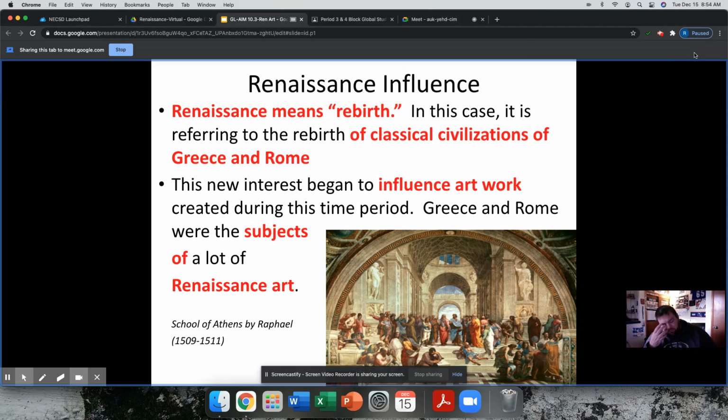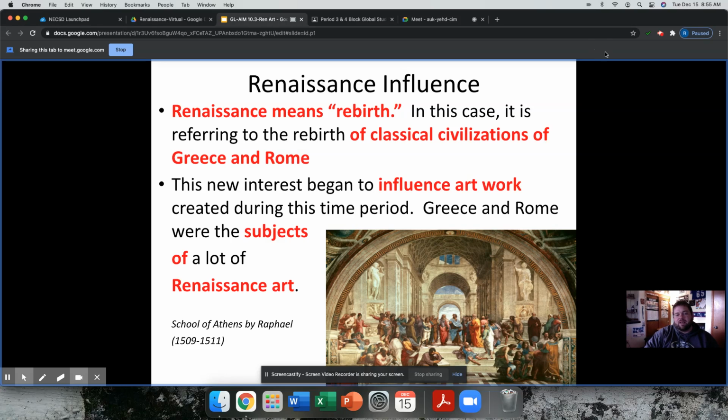So when we say Renaissance, the word we're using is really just a fancy word for rebirth. In this context, when we say the time period of the Renaissance, we're talking about the rebirth of classical civilizations of Greece and Rome. So all of the height of intellectual achievement that is seen in Greece and Rome is going to be recreated and copied and embraced and embodied in the Renaissance movement.